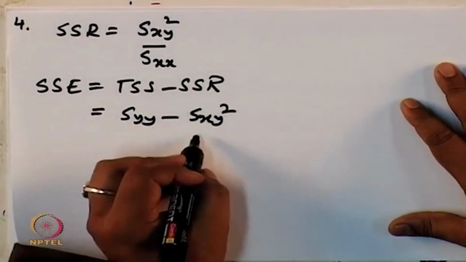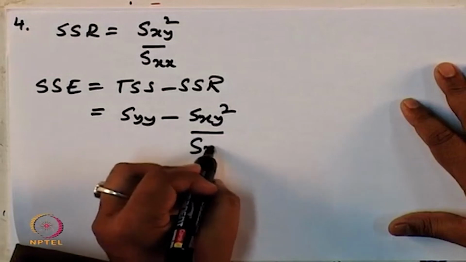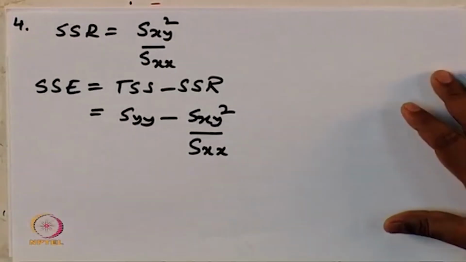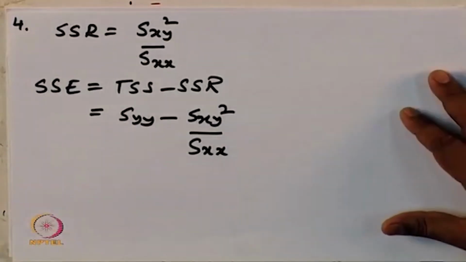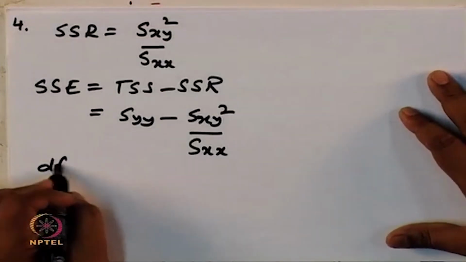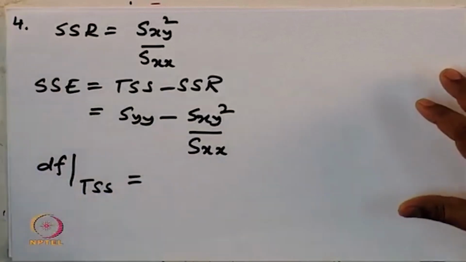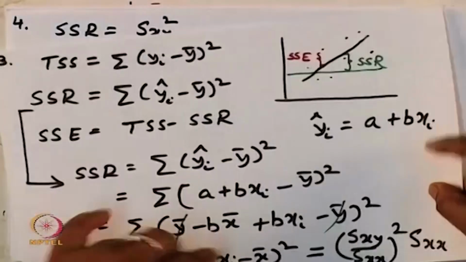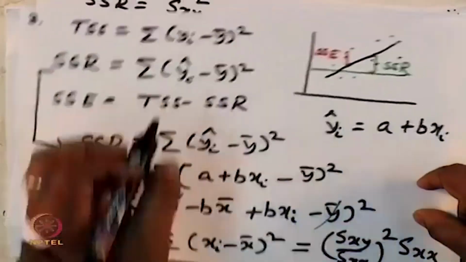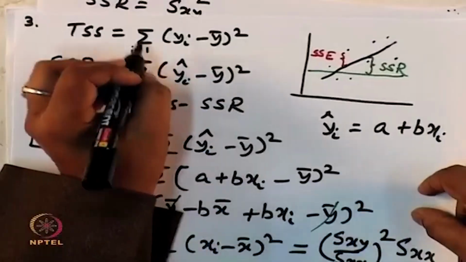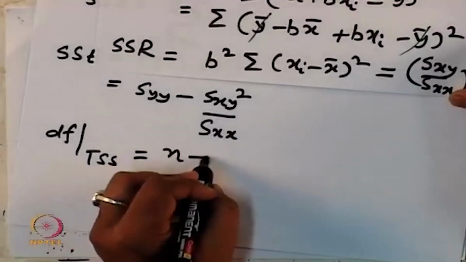Sxy square by Sxx. Now, let us try to find out what is the degrees of freedom for each of those terms. Okay. So, degree of freedom of TSS. Since there are n terms which contribute, your TSS is summation of y, i equal to 1 to n. Okay. So, your df of TSS is n minus 1.